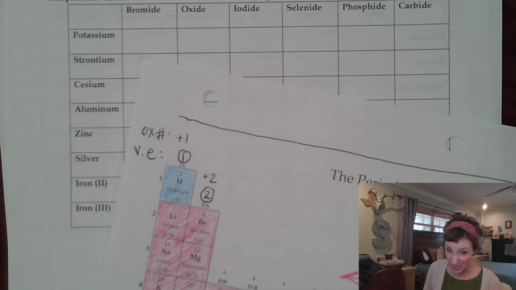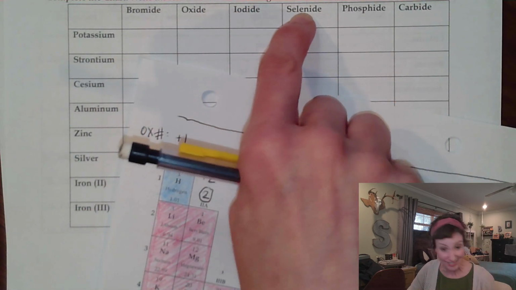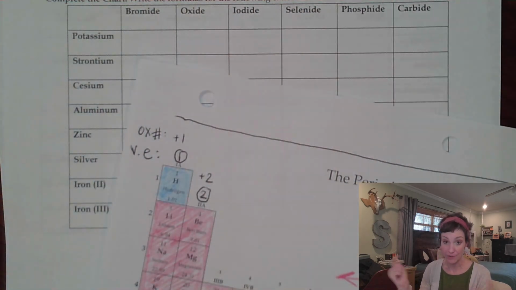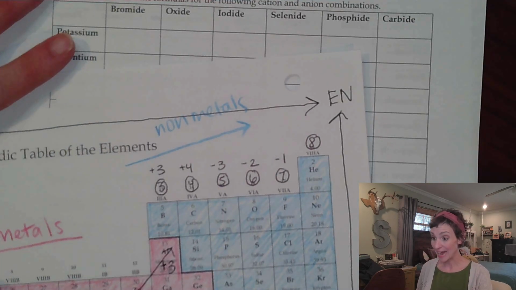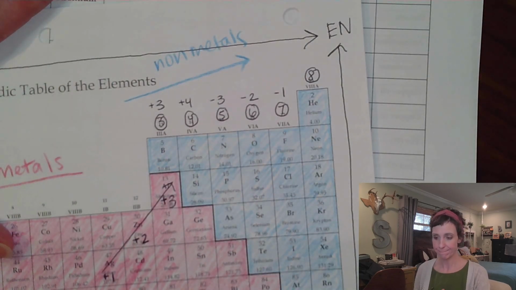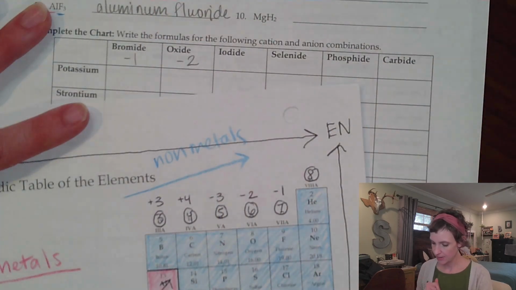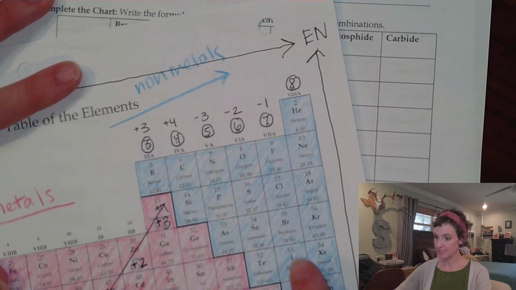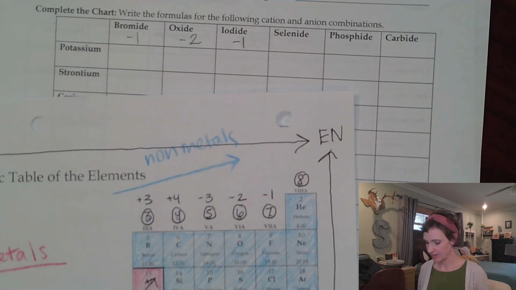What we can do here on this chart first is, in the headers, go ahead and write the charges of those elements anyway. Because when I'm writing my formula in the boxes, that charge is going to help me out for the crisscross, knowing what number I have to drop down. Okay, so bromide is bromine, he's got a -1 charge, right? And then we got oxide. Oxide is in group 16, he makes a -2 charge. And then iodide, group 17, he's a halogen, -1.